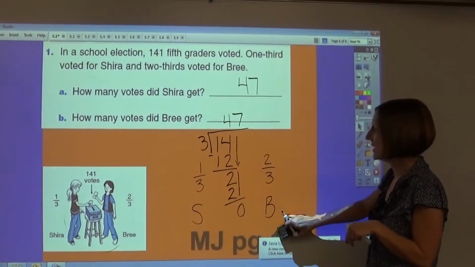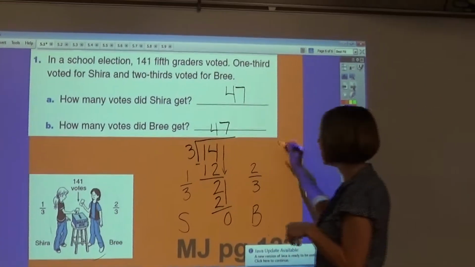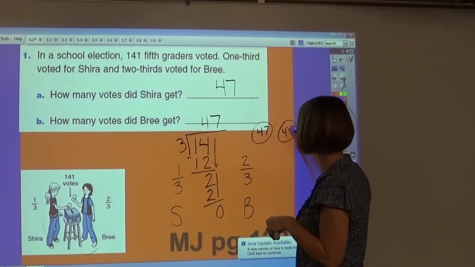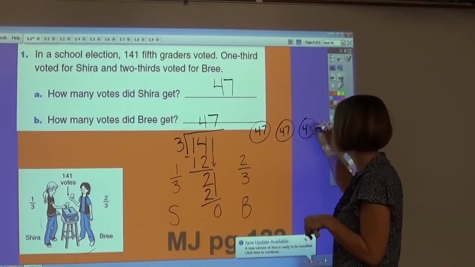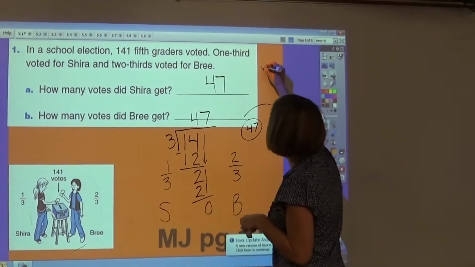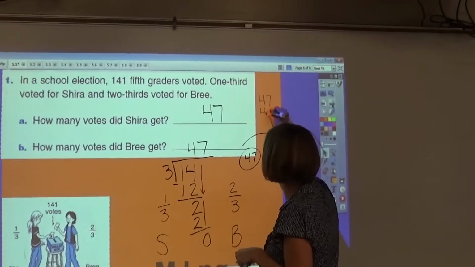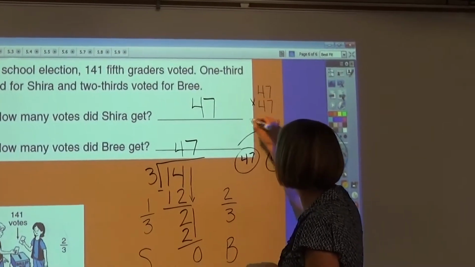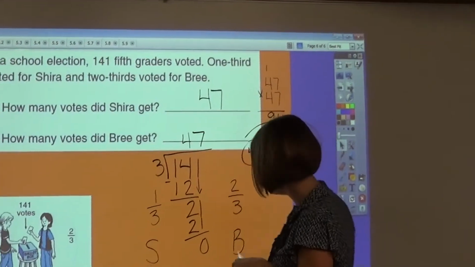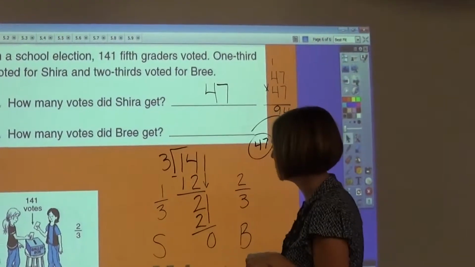Now, for Bree, I need 2/3. So if I have my equal parts, and I have 47, 47, 47, my 3 equal parts, now I need to know 2/3. So I would have to add 47 plus 47, or I could take 47 times 2. It's 14, carry the 1, 94. So Bree got 94 votes.